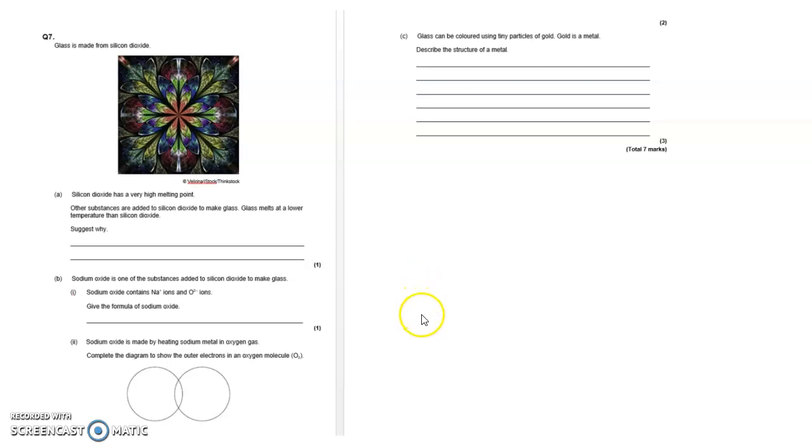And part 2 is a question about covalent bonding. You're being asked to show what happens when one oxygen atom shares electrons with another oxygen atom to make an oxygen molecule. Remember, oxygen is in group 6. It needs 2 electrons to complete its shell. It's going to make 2 covalent bonds with itself.